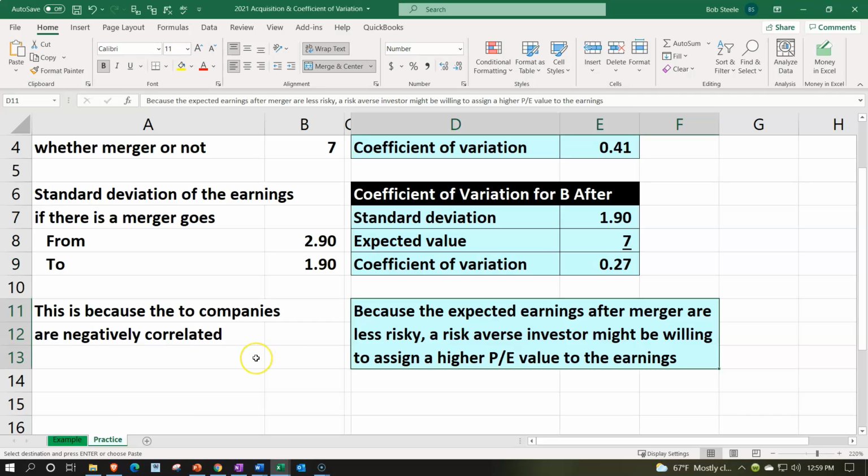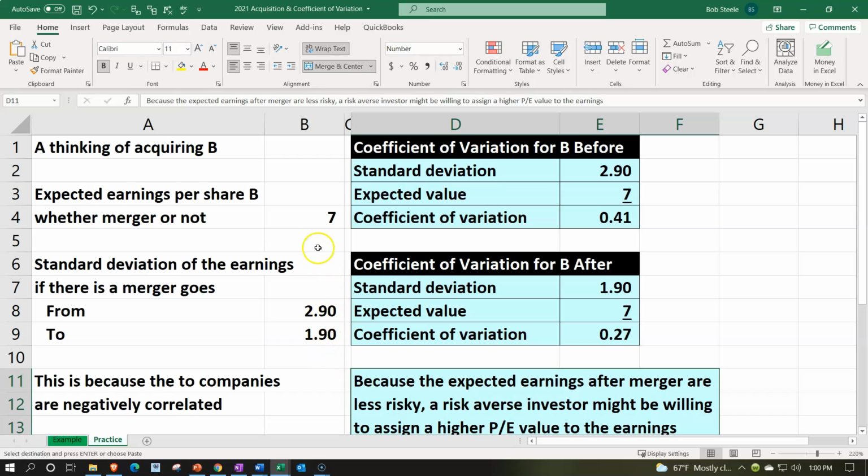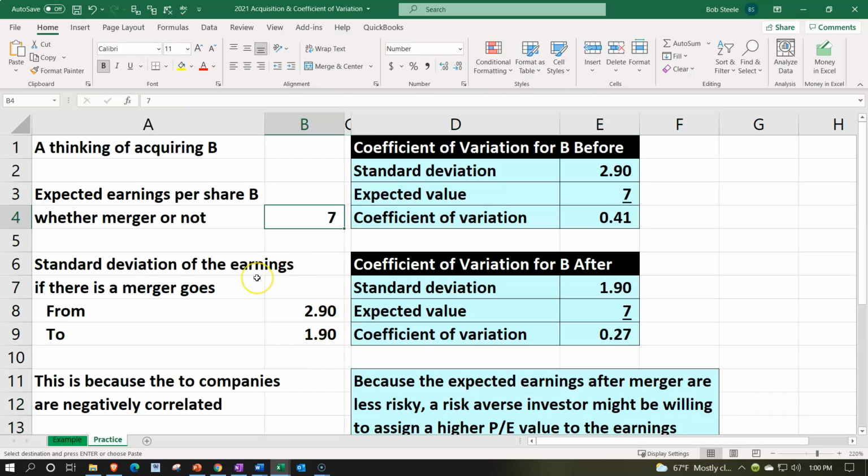So in other words, because the expected earnings after the merger are less risky, a risk-averse investor, and most investors are going to be risk-averse to some degree, the level of risk-averseness will trade off how much risk you are willing to accept in order to achieve a potentially higher gain. So a risk-averse investor might be willing to assign a higher price-earnings ratio to the earnings due to that fact. All right, so once again, the expected earnings are the 7 here.